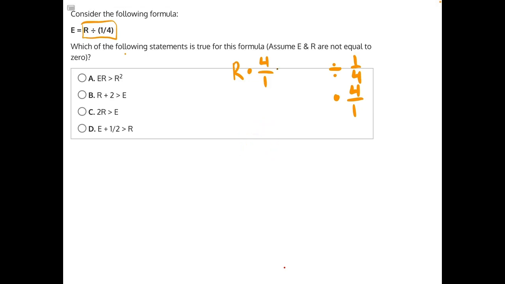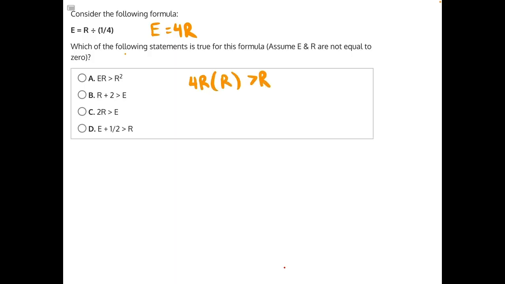And R times 4/1 is equal to 4R. So we can rewrite our equation as E is equal to 4R. And now we can go through and find our correct answer. Answer choice A says E times R is greater than R squared. So let's plug in E. E is equal to 4R times R is greater than R squared.